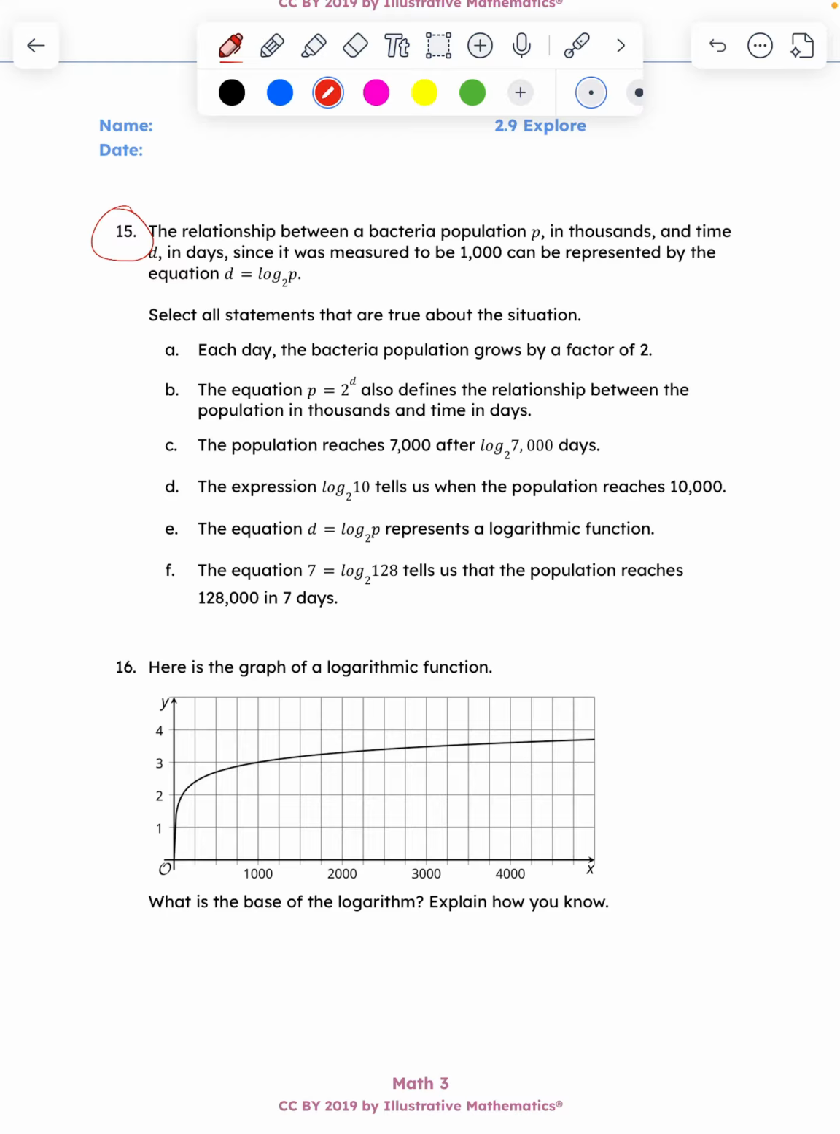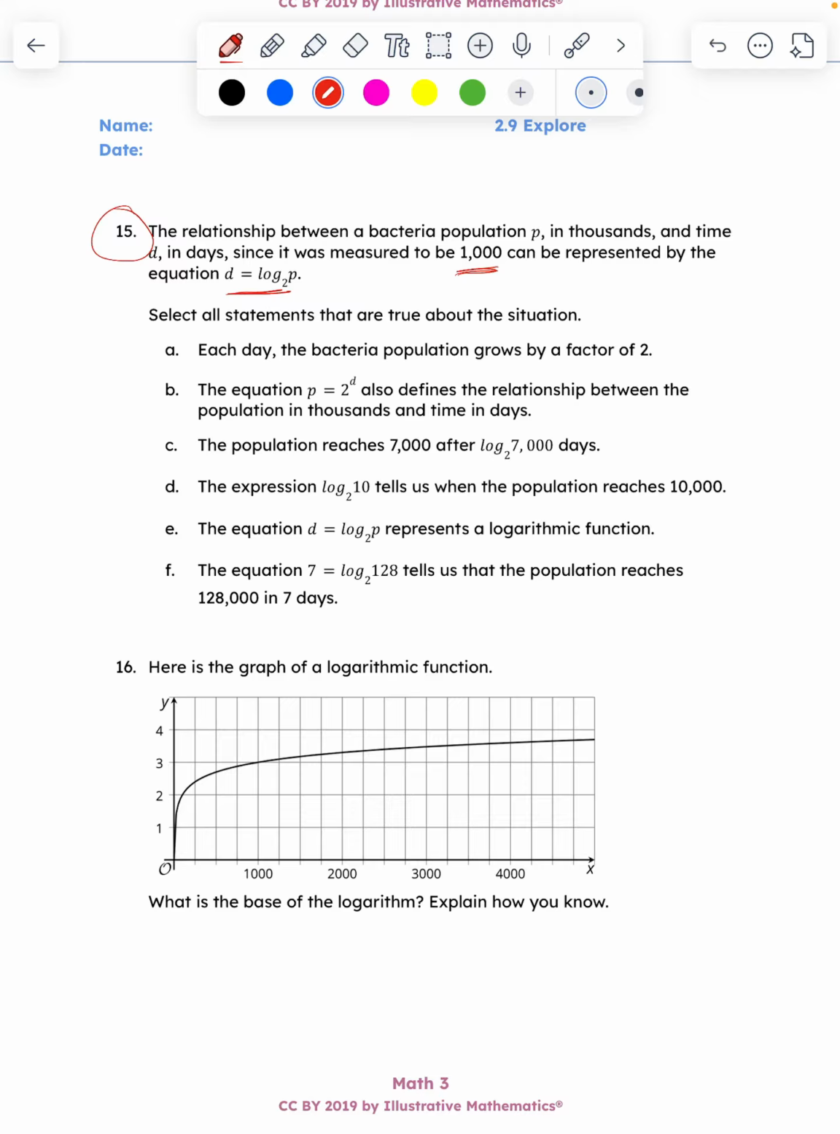So we are given more bacteria. This is like the ickiest possible problem set, just bacteria everywhere. Population in thousands, as is typical for bacteria, if not millions, and time in days. Okay, so slower growing than like hourly ones, which are really starting to upset me. Right? And since it was measured to be 1,000, so we have our starting value at 1,000, right? And it can be measured by the equation days is log base 2 of the population.